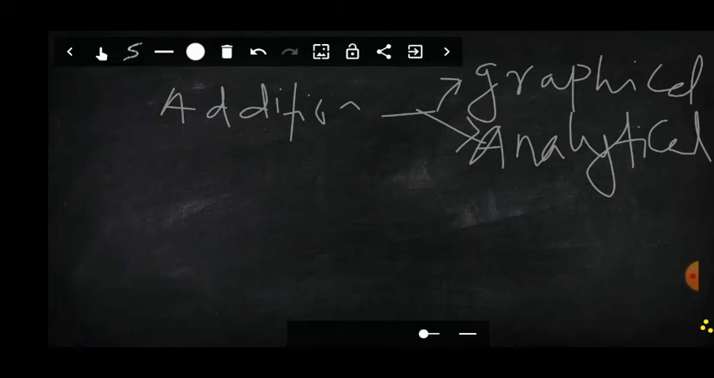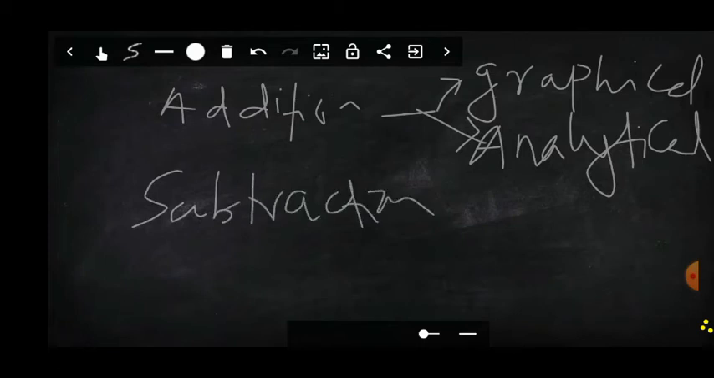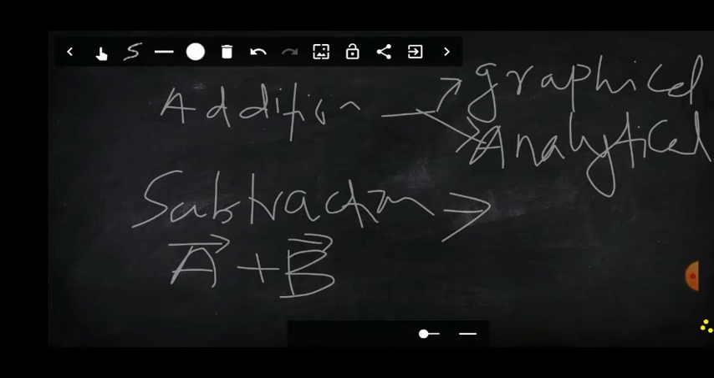One point you have to keep in mind: the subtraction of vectors can actually be carried out with the help of addition. How is it possible? Suppose we want to add two vectors, a and b. Then we do vector a plus vector b. In the same way, if we want to subtract, a minus b, this is also carried out with the help of the addition operation.